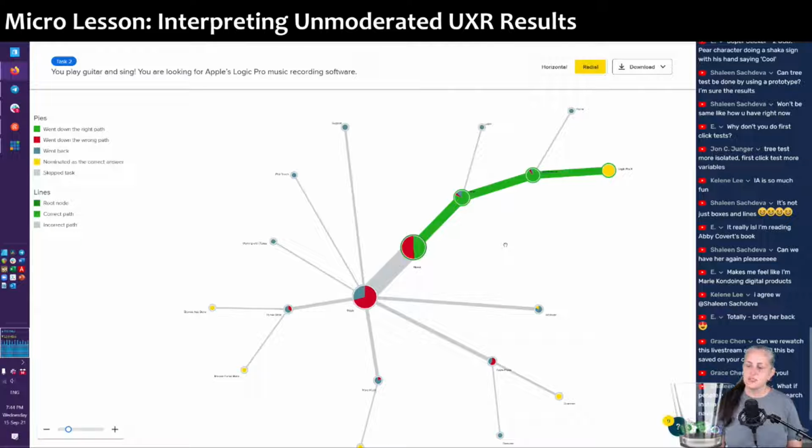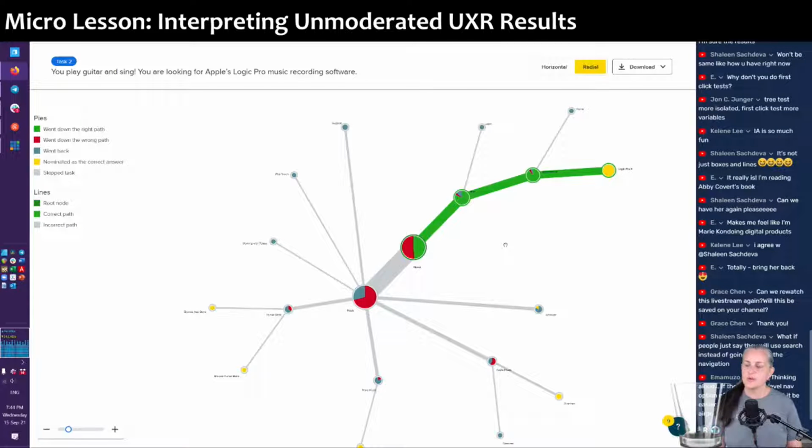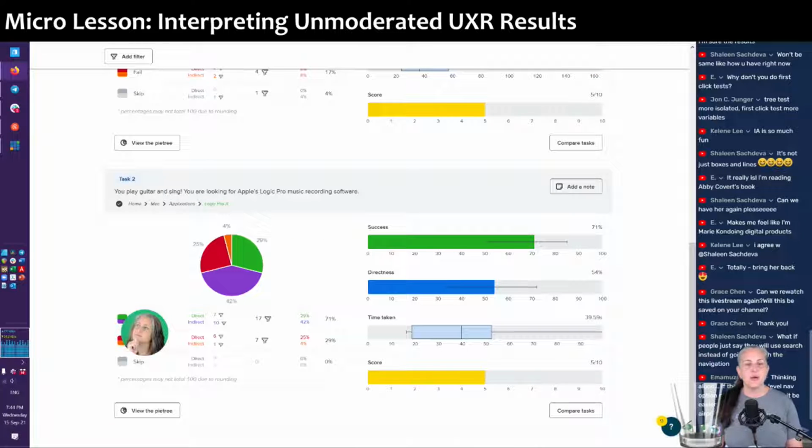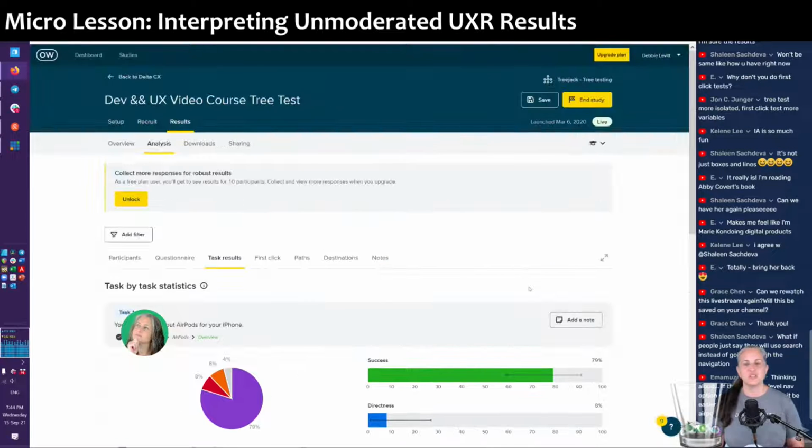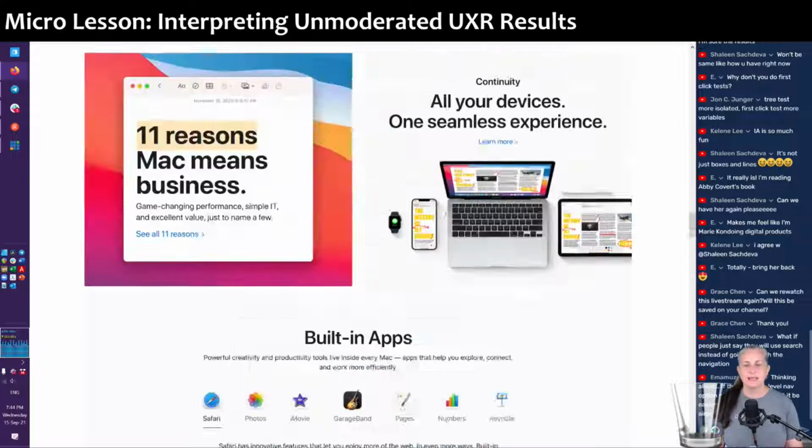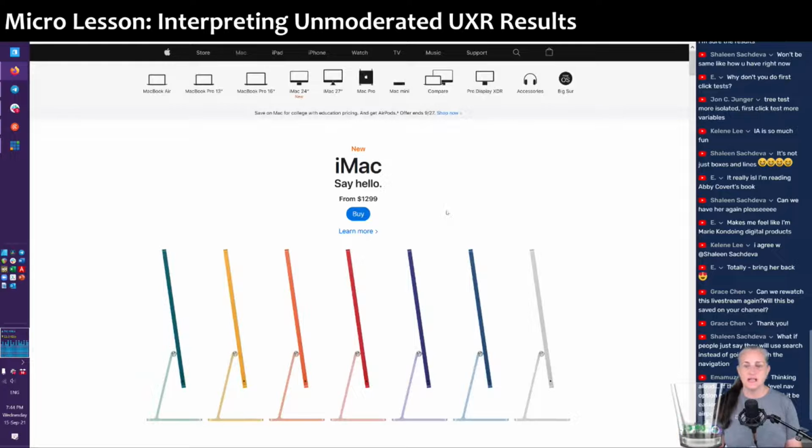And let's see. So ask your questions, please, in the LinkedIn or YouTube chat. Charlene says, what if people just say they will use search instead of going through navigation? Great question. I get that one a lot. People say, well, people will just search. They're not going to use the navigation. Yeah, but if you check websites time and time again, we do use navigation.